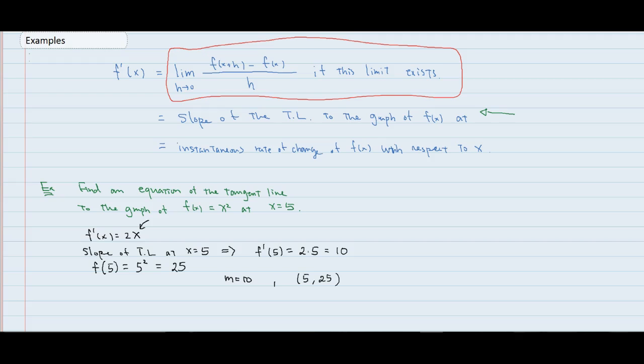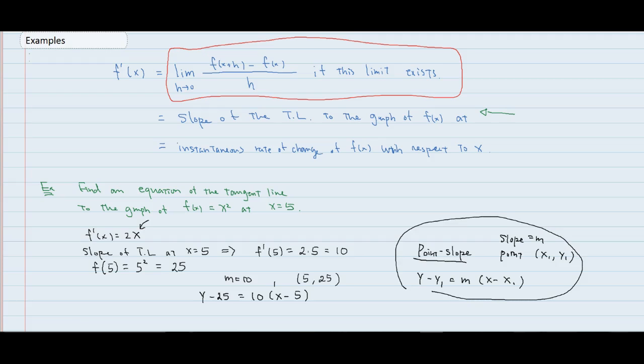So let's just use the point slope formula to get the answer. Just to remind you what the point slope formula looks like, it's right over here. Plug in the slope of 10 and the point 5, 25, and you get this equation. If I don't simplify anything, this would be your answer then.